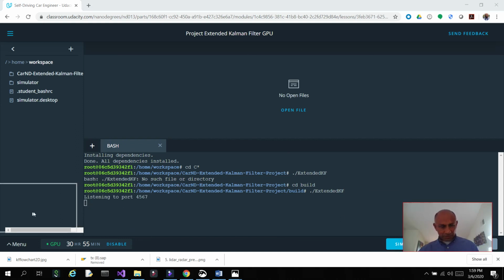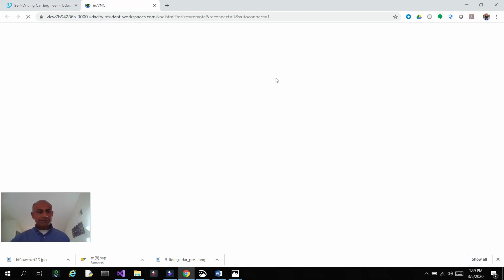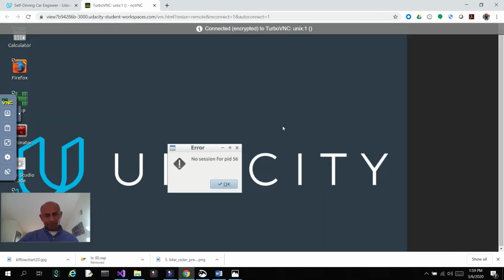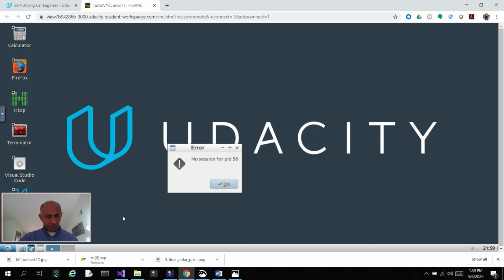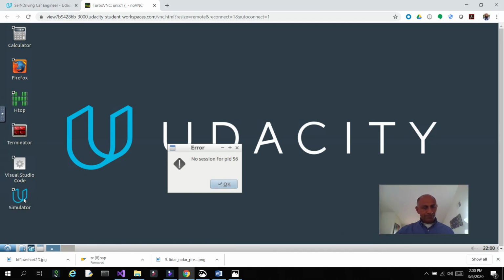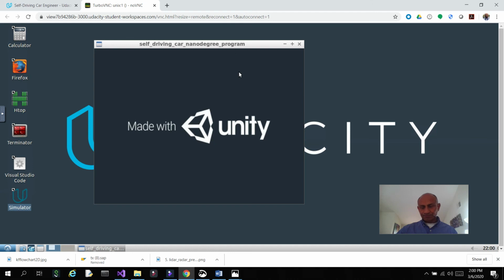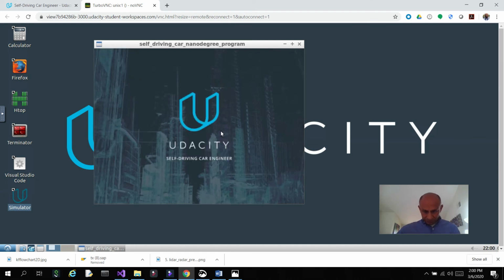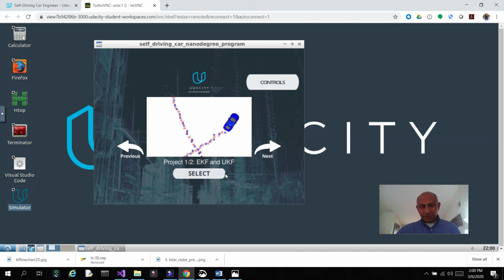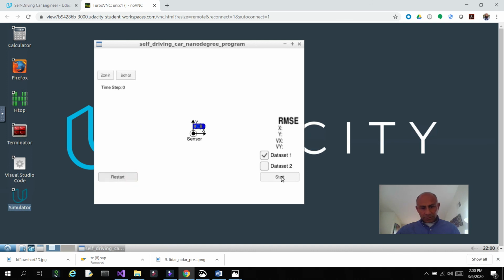Okay, I'm going to move my picture here. I'm going to launch the simulator. This is the extended Kalman filter project. Select dataset 1, start. If you see, it's just like I was saying: blue and red for lidar and radar, and green for the estimations, and the root mean squared error is within range.